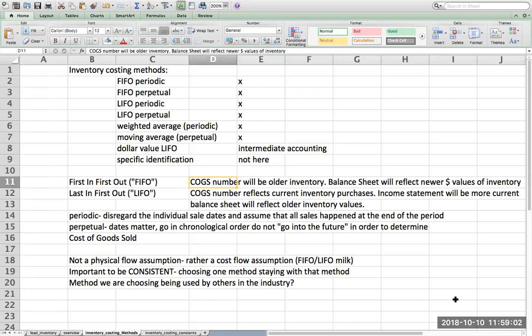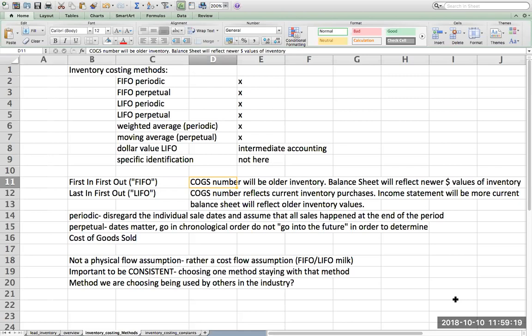Perpetual, on the other hand, is that the dates do in fact matter. So what I need to do is to go in chronological order. I never go into the future. Very, very important, unless I have a hot tub time machine. And if you have one of those, please find me.